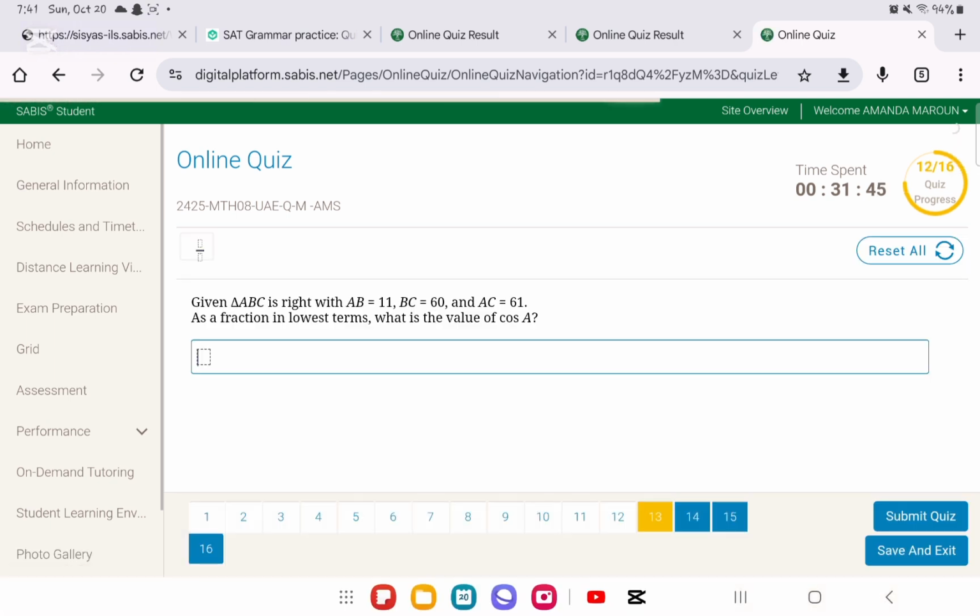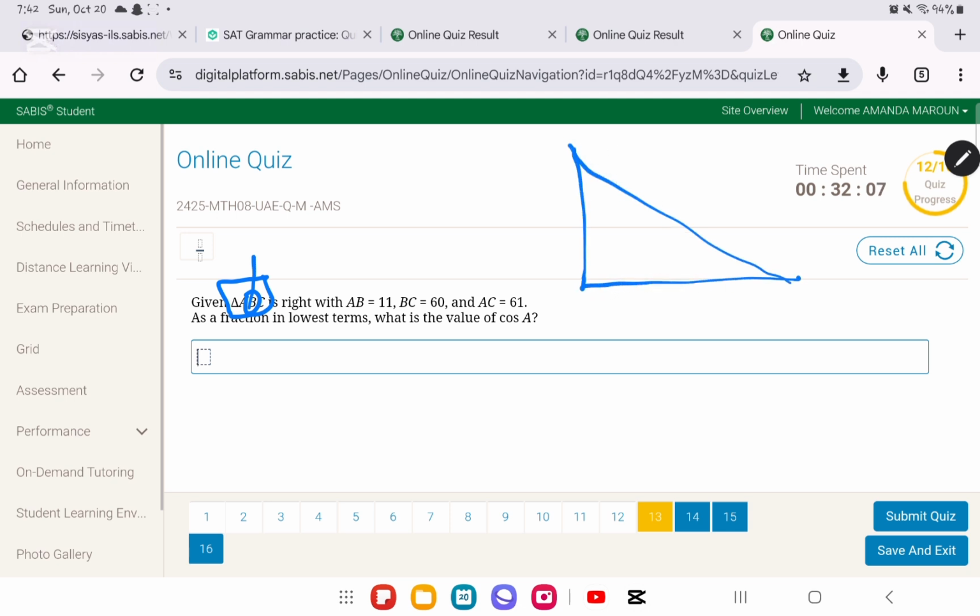Now question number 13. They need the value of cosine A. They told us, given ABC is right. Whenever they give us a triangle, always the middle angle is the vertex that is the right angle. That means this is our right triangle. We have triangle ABC, that means the right angle is at B. And then you can put A here and C here, or the opposite way, however you want. So this is how we deal with the right triangles.